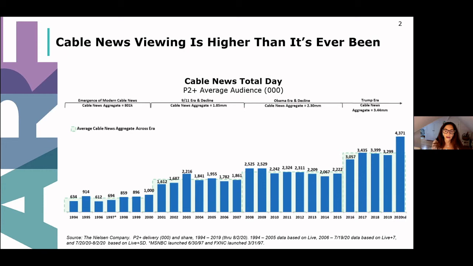Cable news viewing is higher than it's ever been. Through the years, you can see strong jumps in performance for big news events, but now, while linear TV viewing is in decline, 2020 cable news viewership is at an unprecedented high. And I should say that digital news is also seeing record audiences too.